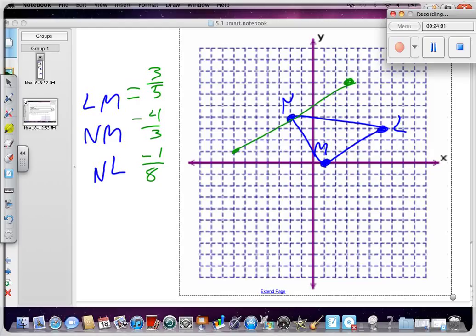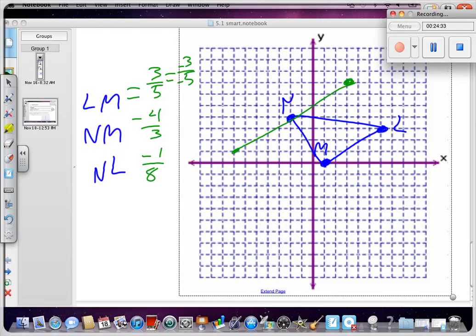Yes, Brianna? Do you make the bottom one negative? 3 over 5 is positive. What could I go in the opposite direction where my answer would be positive? You would have negative 3 over negative 5. Okay, because what's negative 3 over negative 5? It's 3 over 5, right? Yes. So after you guys add in, for LM, it's 3 over 5.